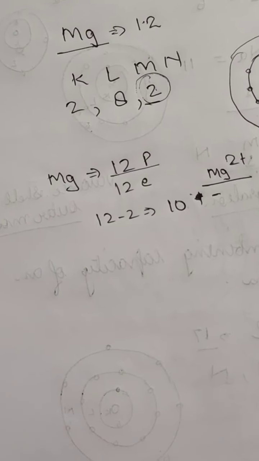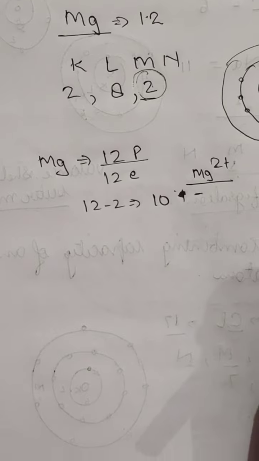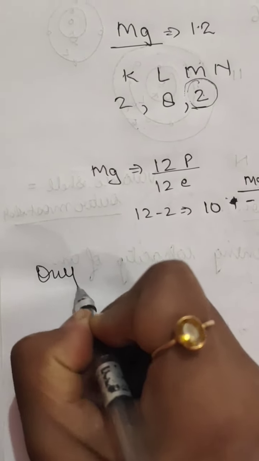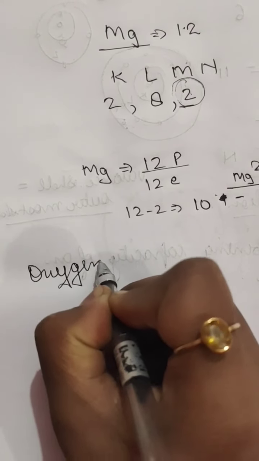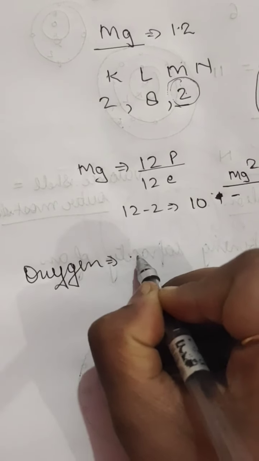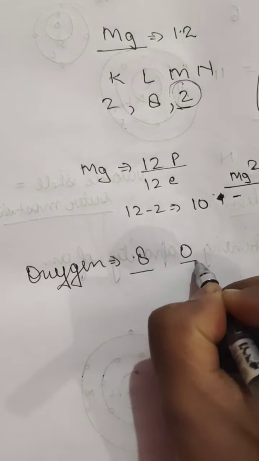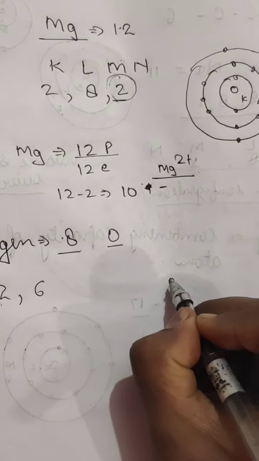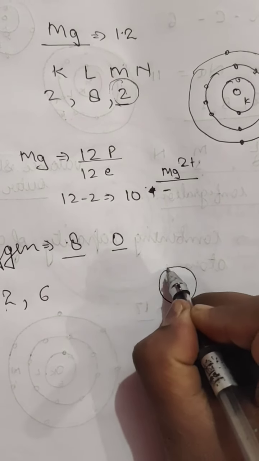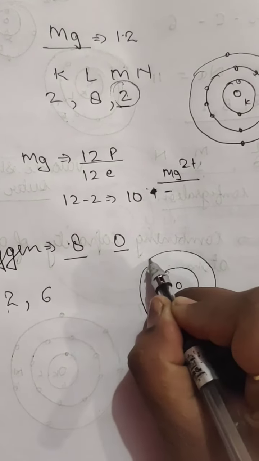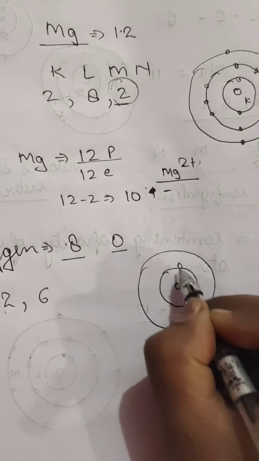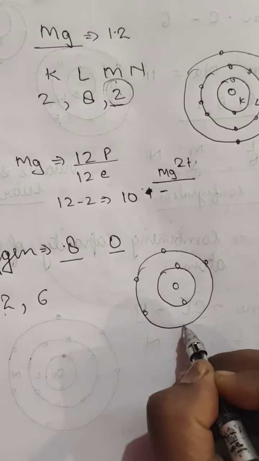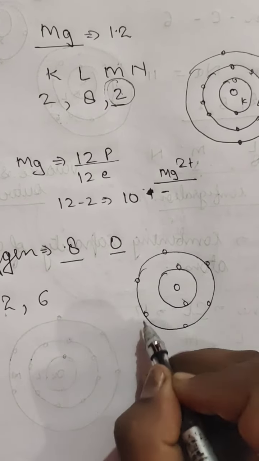But in the case of other elements, like oxygen. Oxygen has atomic number 8 and symbol O. According to this, the configuration is 2 and 6. So the structure will be nucleus, first shell and second shell. Only 2 shells will be there, with 2 electrons in the first shell and 6 electrons in the outermost shell. So the valence shell has 6 electrons, 1 2 3 4 5 6.